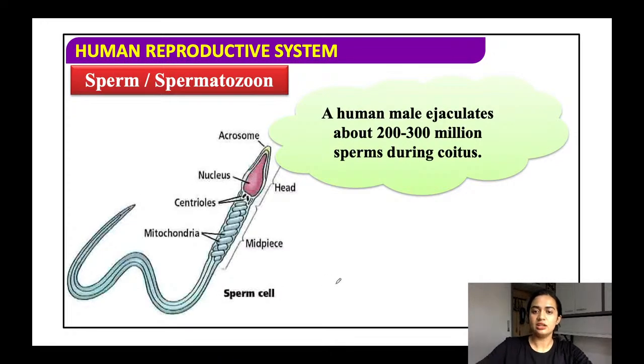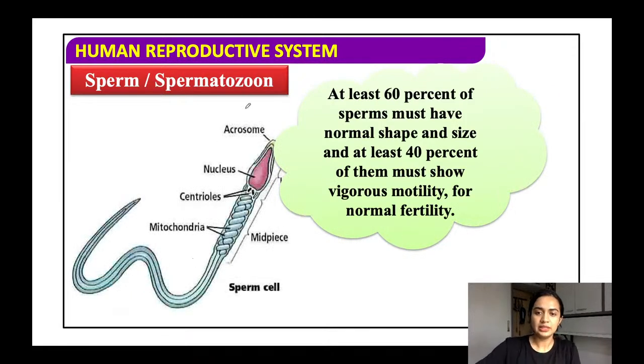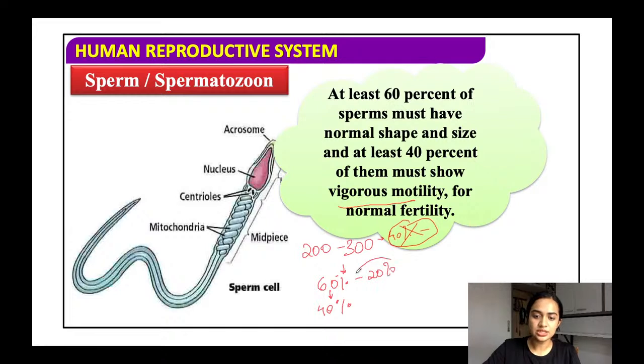A human male ejaculates about 200 to 300 million sperm during one coitus. Out of these 200 to 300 million, at least 60% will have a normal shape and size. So 40% get eliminated, because their shape was not right, so this 40% will not help in fertilization. Now of this 60%, 40% will show vigorous motility, so 20% is lost, which was not motile. Only some of this 40% will help in fertilization or normal fertility.